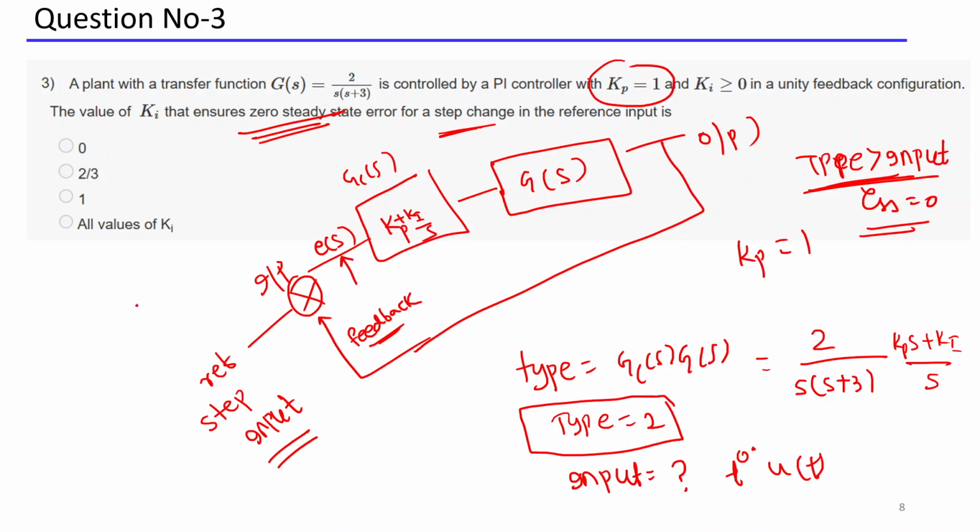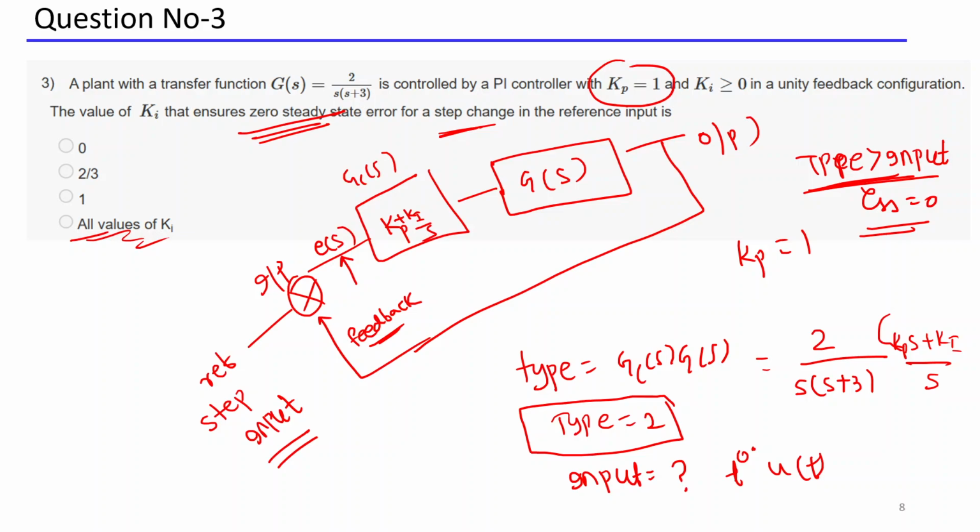So the answer will be D. So answer is 0, sir? Or actually the last answer. Yes, you can put any value of Ki, it doesn't matter. If you put 2, 3, 5, whatever, does your type and input change by adding these Kp, Ki values? No. So type doesn't depend on them, and any value of Ki will satisfy this equation. That's why the answer will be all the values of Ki. Try to understand that.